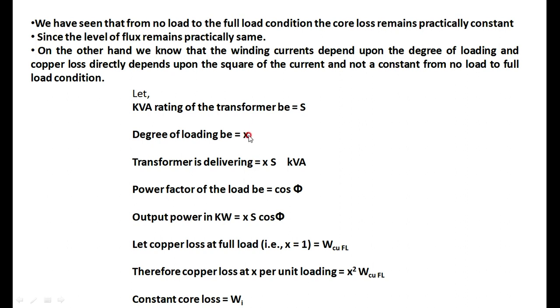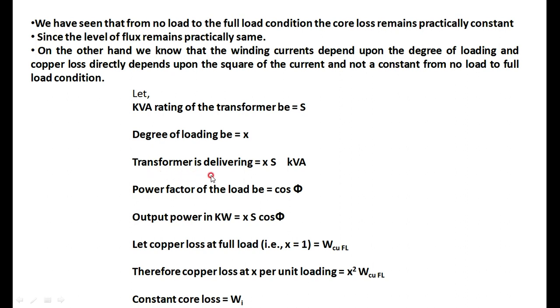Now, I am using the letter x for the degree of loading. x is equal to 1 means it is a full load. x is equal to half is called a half full load. If x is equal to 3/4, the load is 3/4 full. That is, x gives the degree of the loading. So for different loading, x is equal to 1 for full load, x is equal to half for half load, x is equal to 3/4 for 3/4 full load, or if it is 60% of load, it is 0.6 for x, and so on.